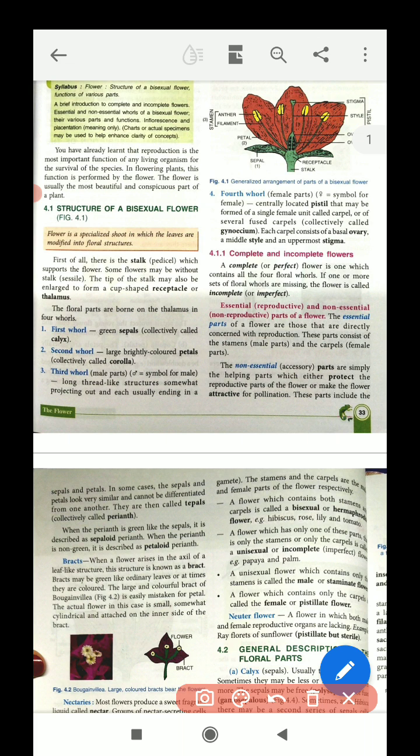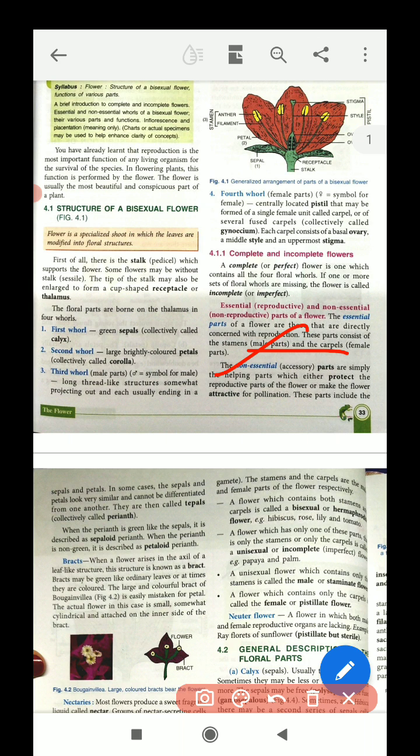So here are the essential and non-essential parts of the flower. Essential parts are the reproductive parts, which consist of male parts and female parts. Reproduction is the main function of a flower. So sometimes the question comes, which one is the essential part and which is the non-essential part. The essential part is related to reproduction. Non-essential parts are related to the sepals and petals.